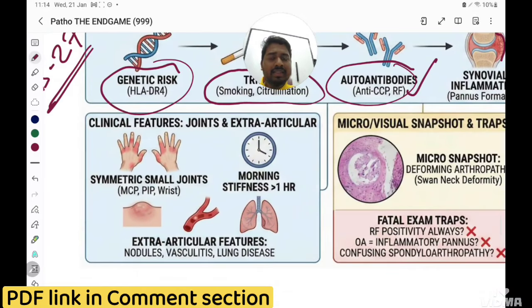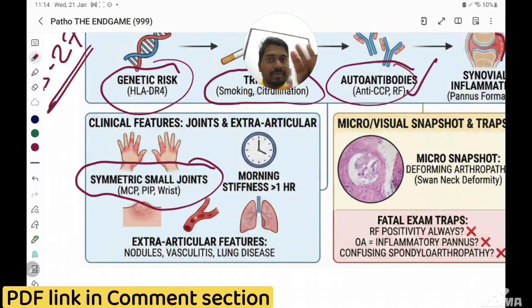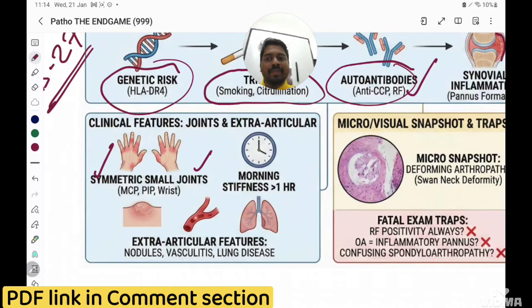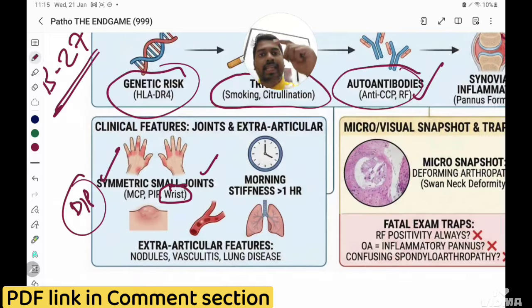So what are the common clinical symptoms? Symmetric small joint involvement. Remember, symmetric means it should be bilateral, and it should be small joint involvement, especially the metacarpophalangeal joints and proximal interphalangeal joints. Distal interphalangeal joints are not usually involved. The wrist joint is also one of the earliest joints to be involved. Remember, the DIP joint is not involved.